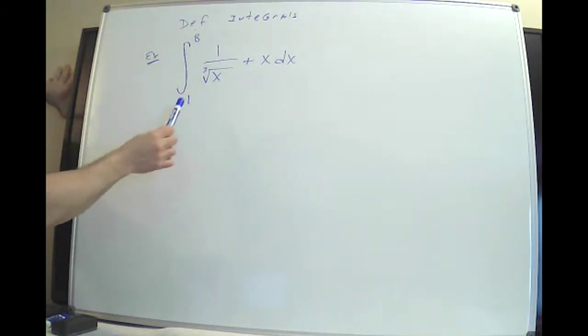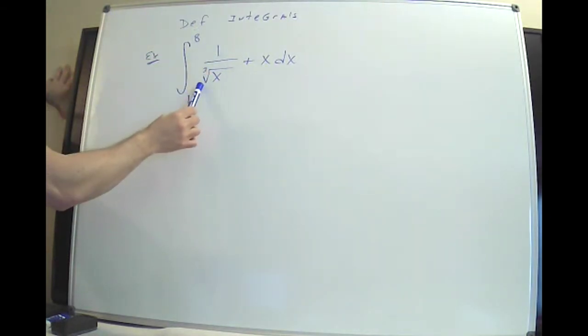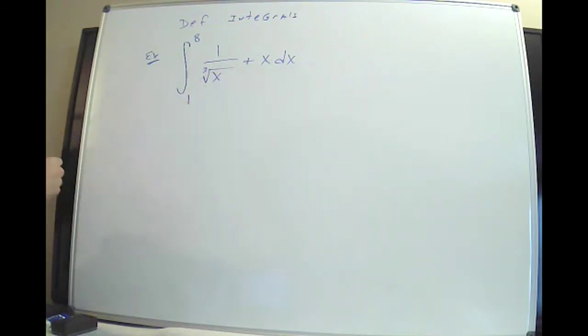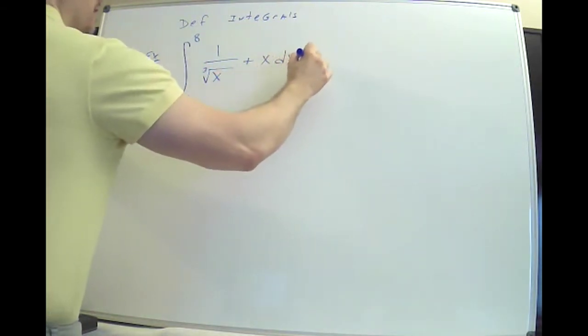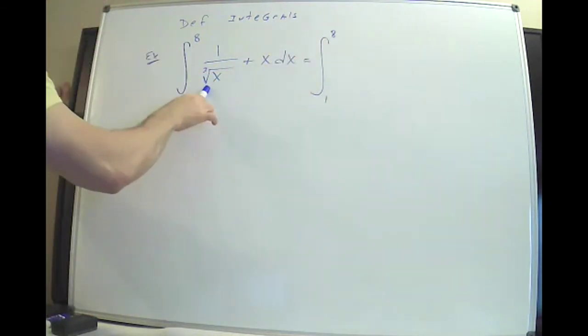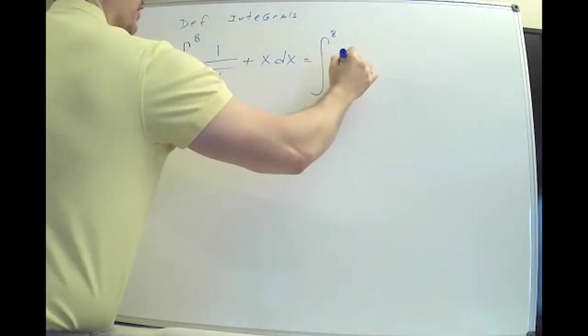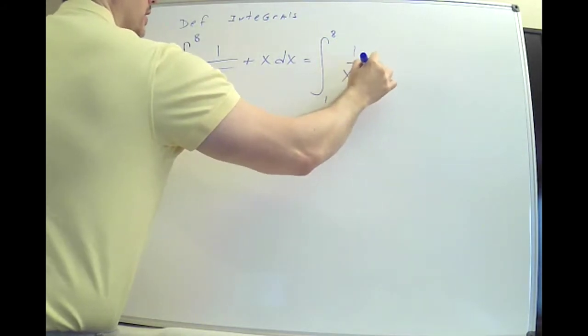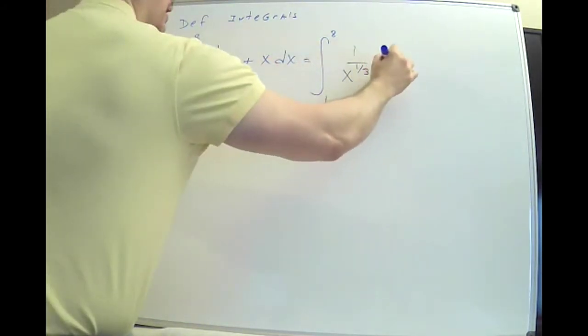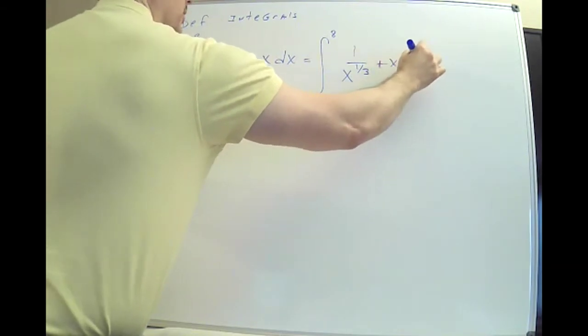Okay, the next one, I want to find the definite integral from 1 to 8, however you want to read it, of 1 over the cube root of x, that's a 3, plus x dx. So the first thing I'm going to do is rewrite it. I'm going to put 1 to 8. I'm going to leave that there. I'm going to switch this to 1 over x to the 1/3, right? This is the cube root. So it's the 1/3 power. I'm not going to mess with that.